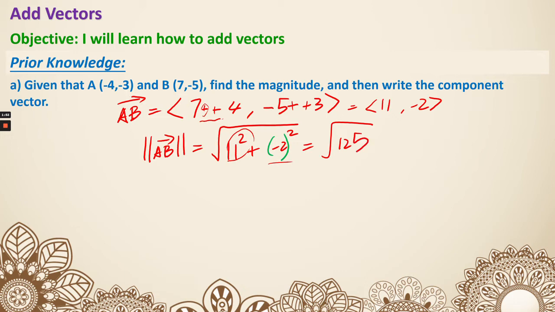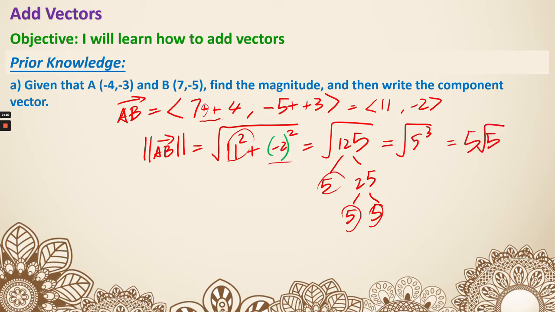We are going to simplify that radical by making a factor tree. 5 and 25 and then 5 and 5. So basically we have 3 5s. So this is 5 cubed. That means you can take out a pair of 5s and leave a 5 inside. That will be a 5 square root of 5. That is the prior knowledge.